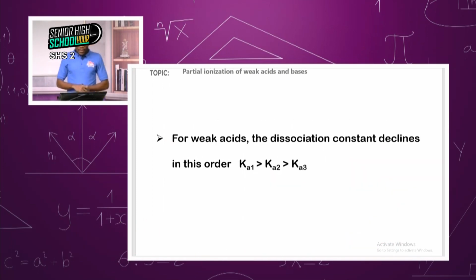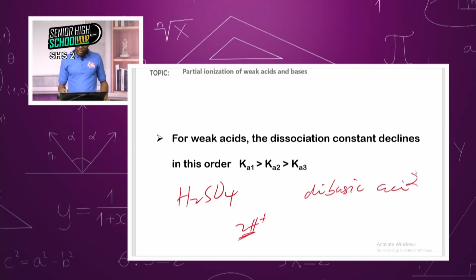The next important statement we want to make is that if we have polyprotic acids, that is, acids that can produce more than a mole of H plus ions in solution, we describe them as polyprotic acids. For example, H2SO4 can produce 2 moles of H plus ions in solution. So it becomes polyprotic. Specifically, because it is producing 2 moles of H plus ions, we can describe it as a dibasic acid. If it can produce 3 moles, then we say tribasic, and it is also polyprotic.